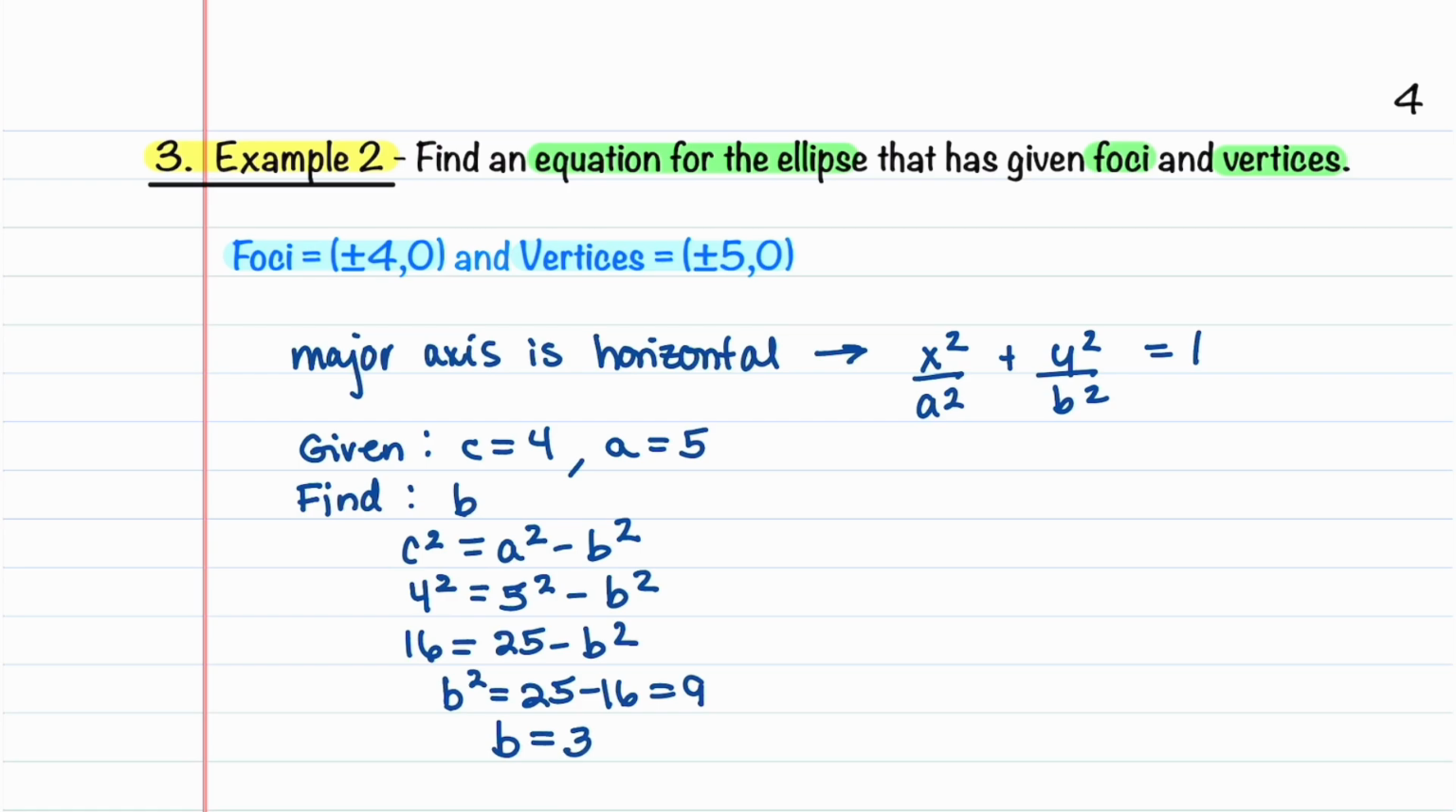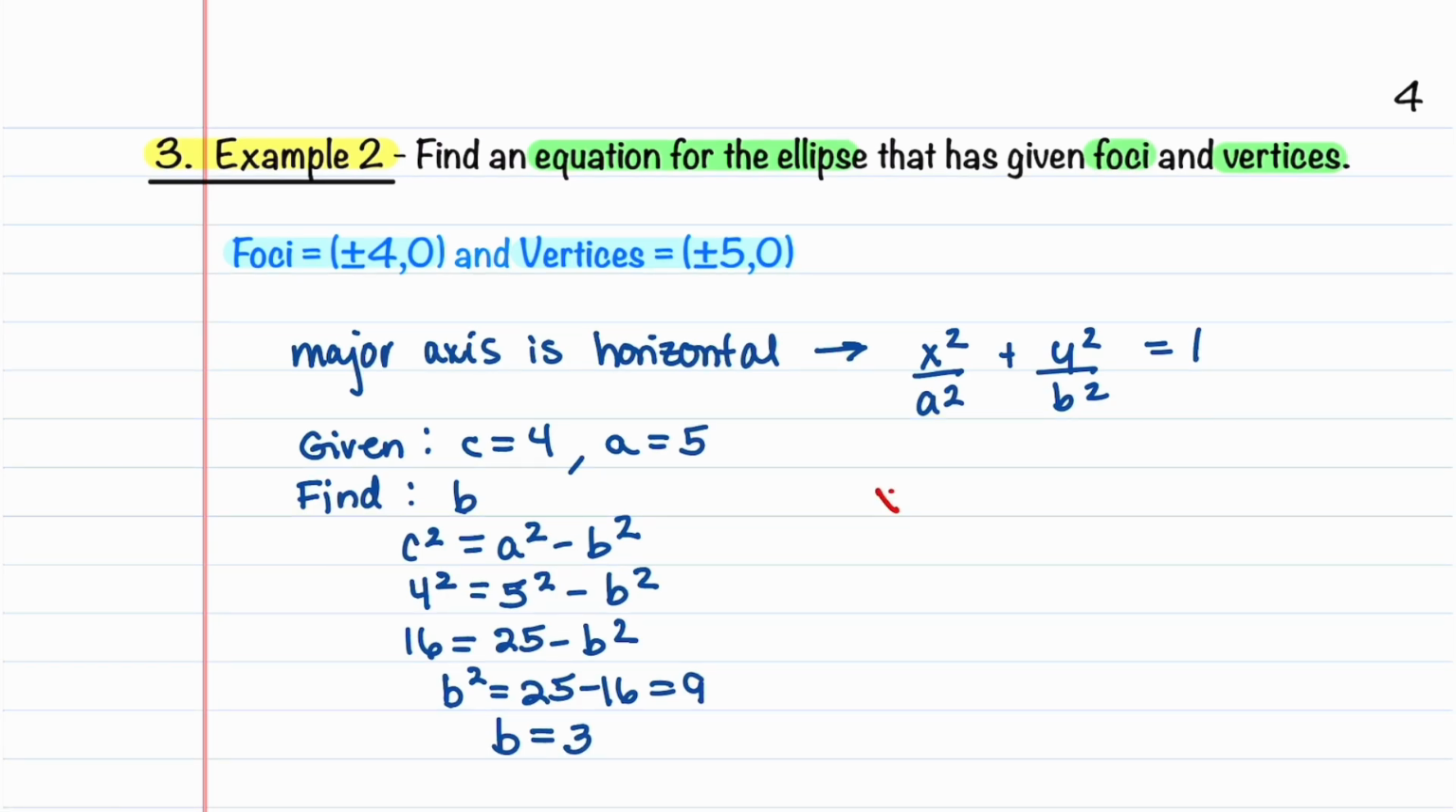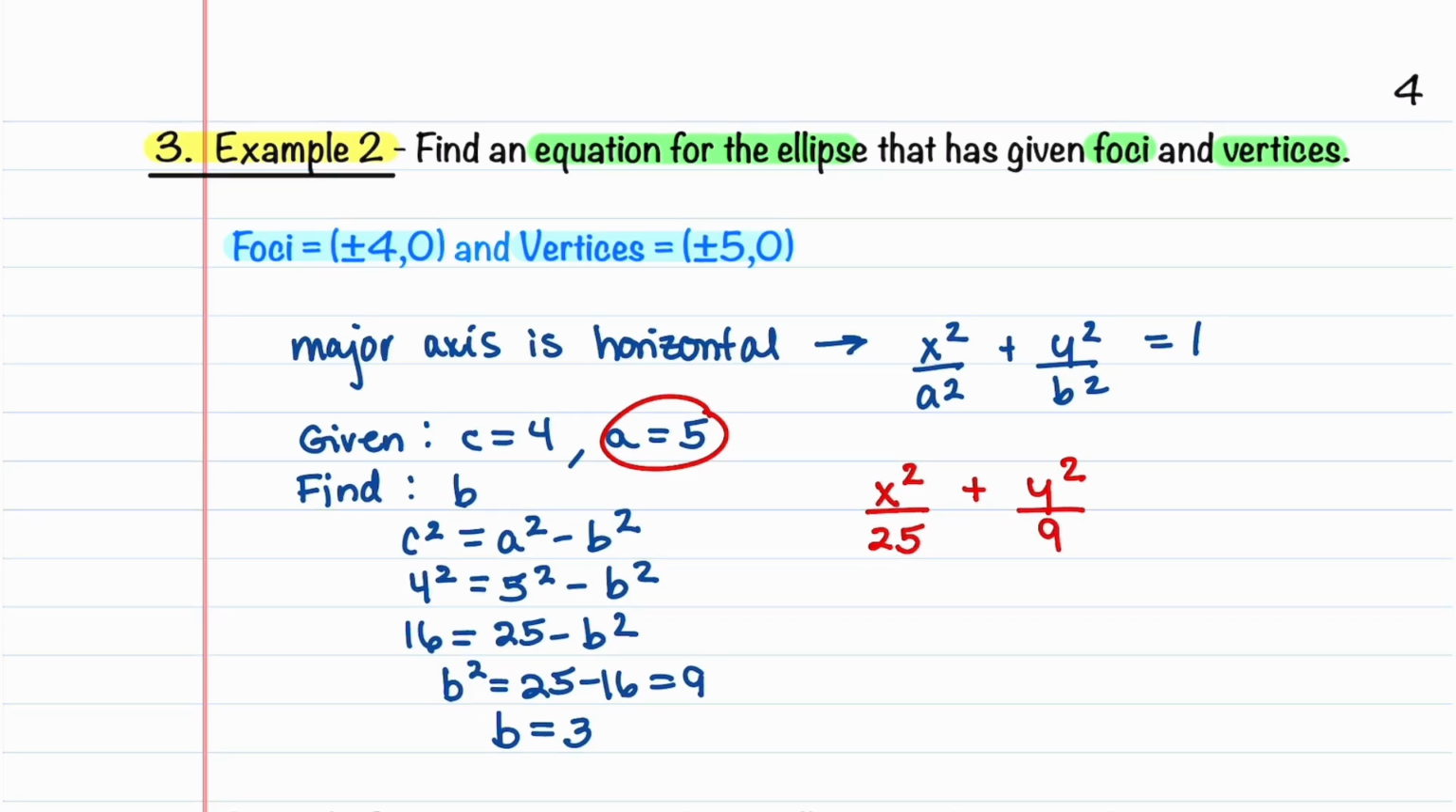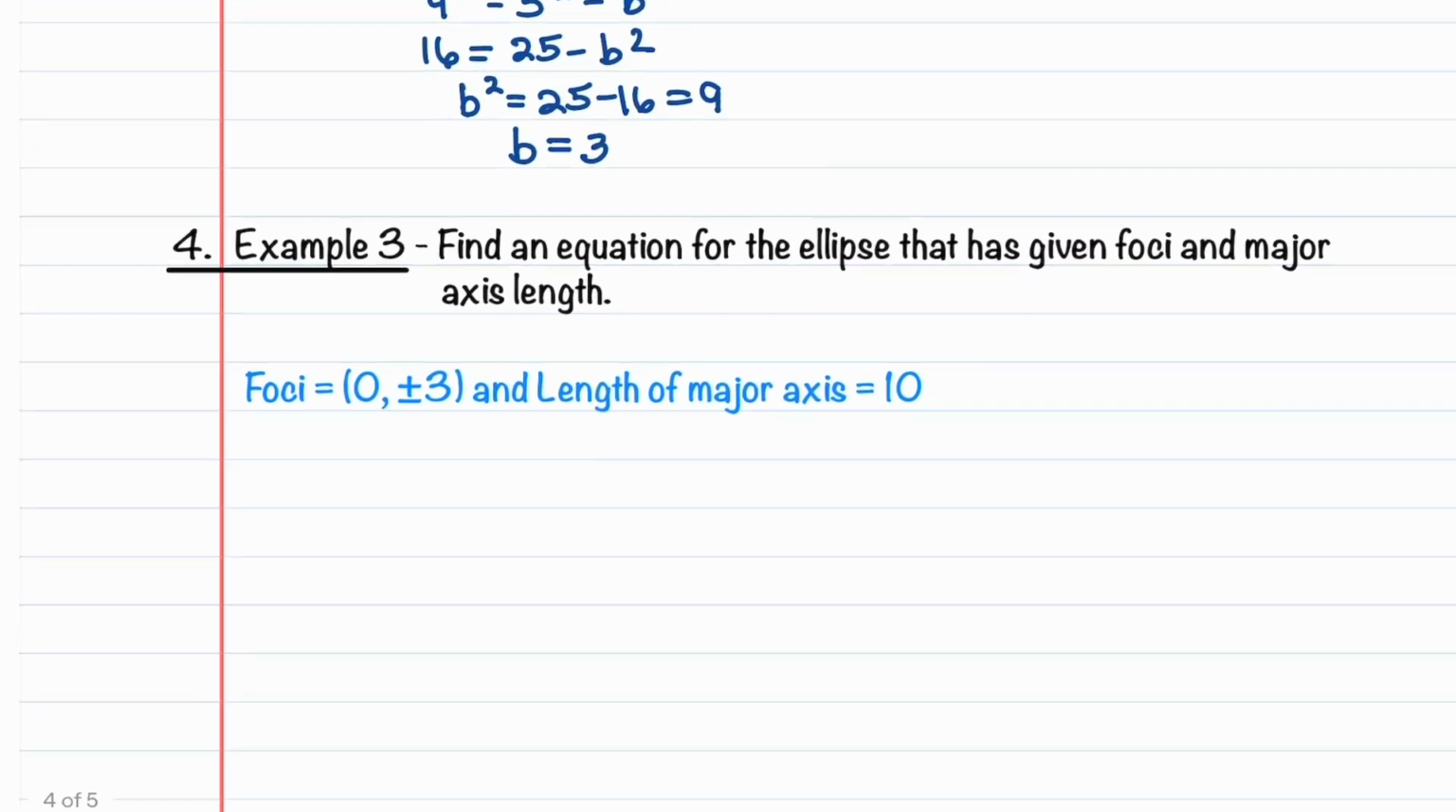Now we can go ahead and write down our equation. Our equation is x squared divided by a squared. A is equal to 5. We're going to square that, and we get 25, plus y squared divided by b squared, which is 9. I just realized that we probably didn't need to find b, even though we did. And this is all equal to 1. Let's now look at another example.